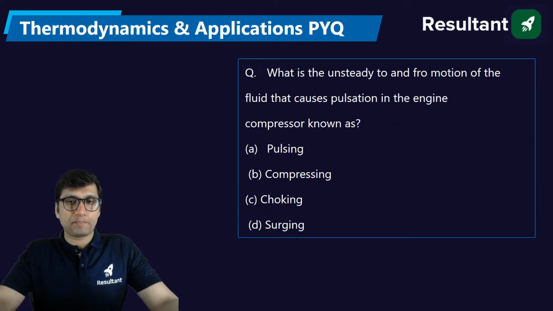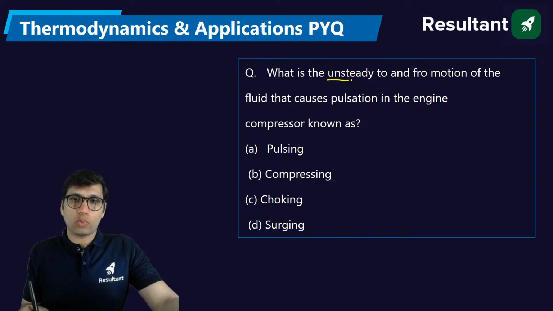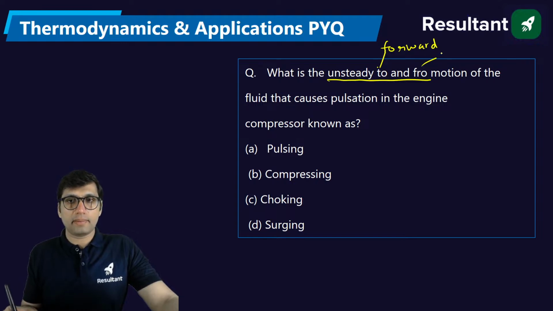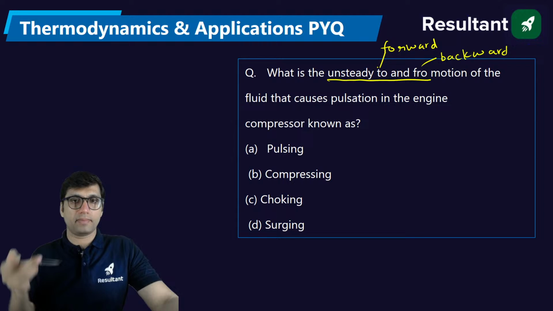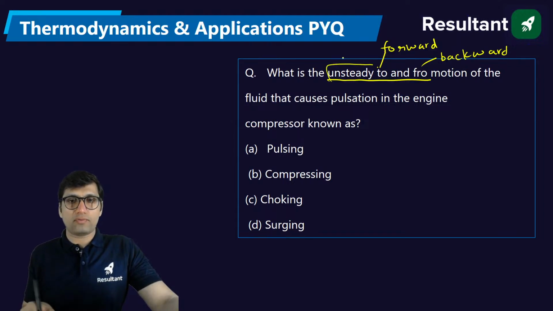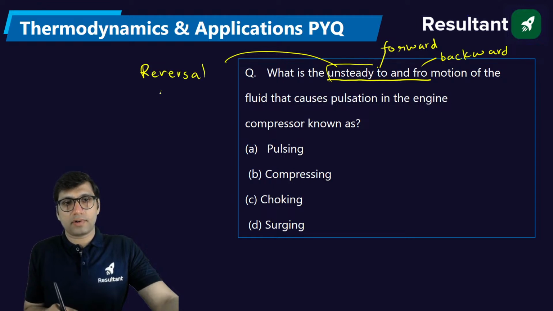What is the unsteady to and fro motion of the fluid that causes pulsation in the engine compressor known as? See, what is the meaning of to and fro? To means forward motion, and fro means, let's say, backward. So to and fro motion means like this: once you go like this, then you go like this. This is to and fro motion, like a pendulum. So this is basically to and fro motion, nothing but reversal of the flow.